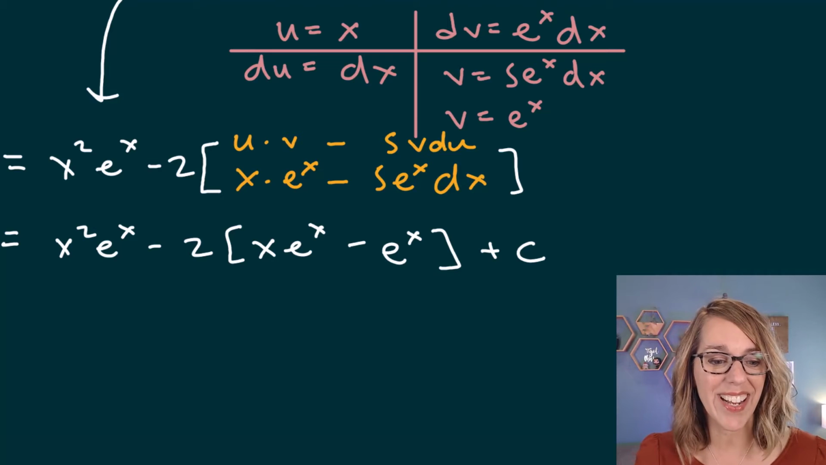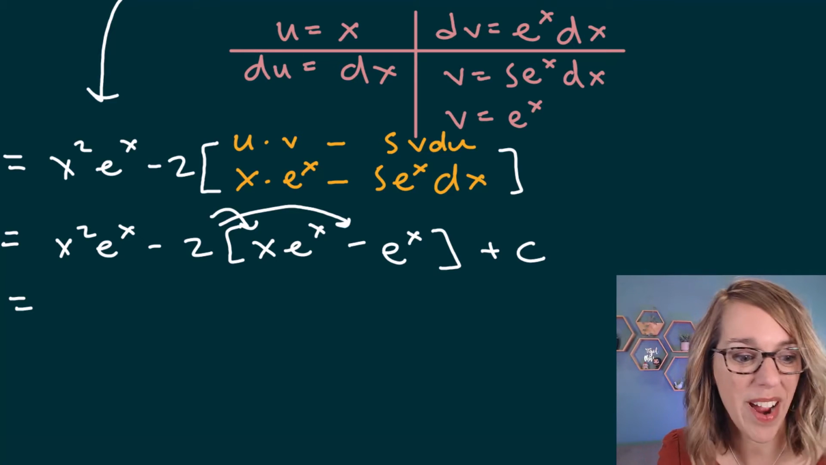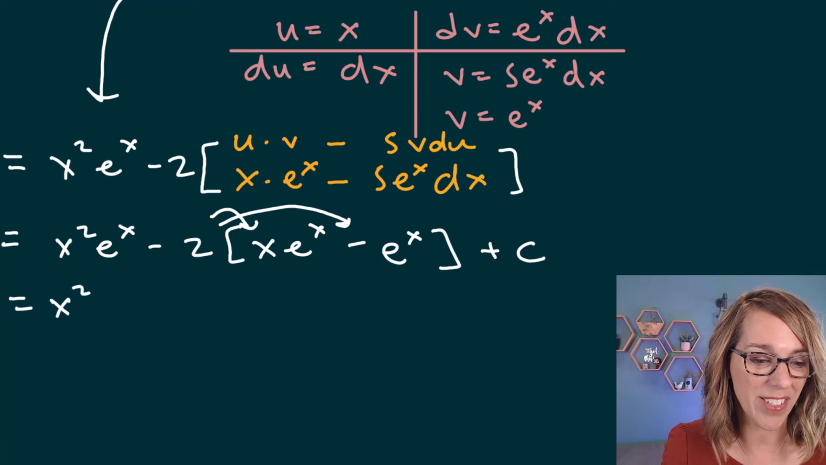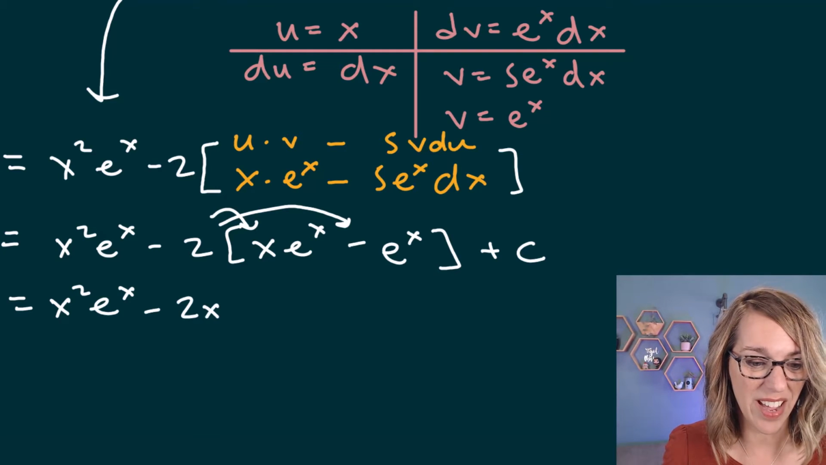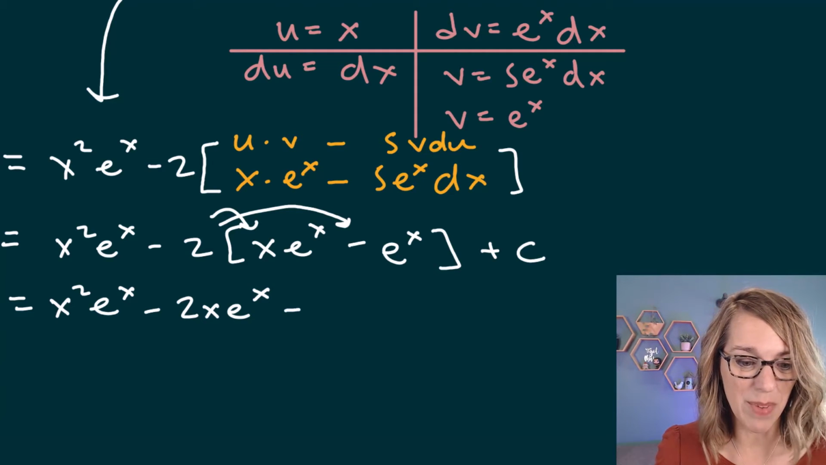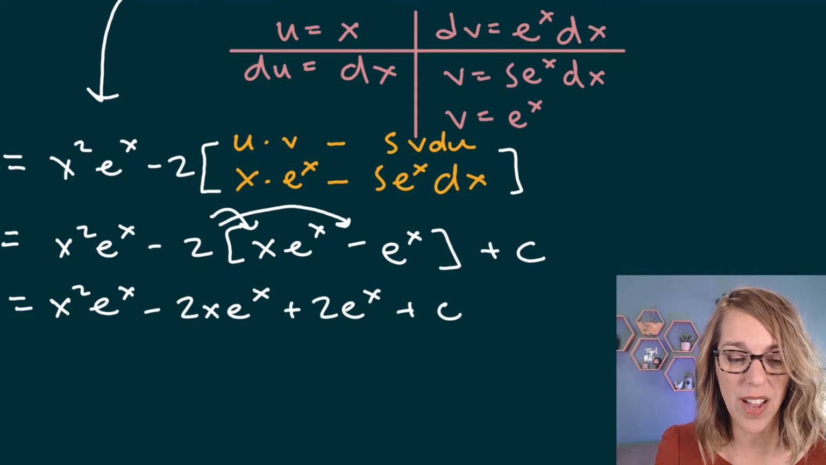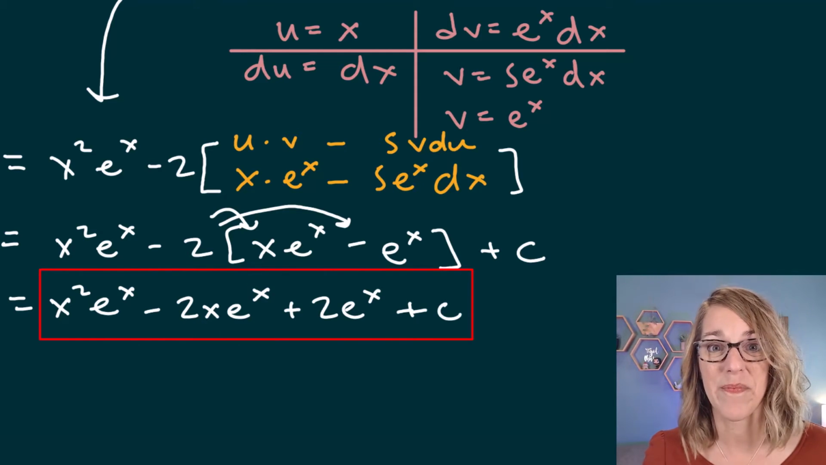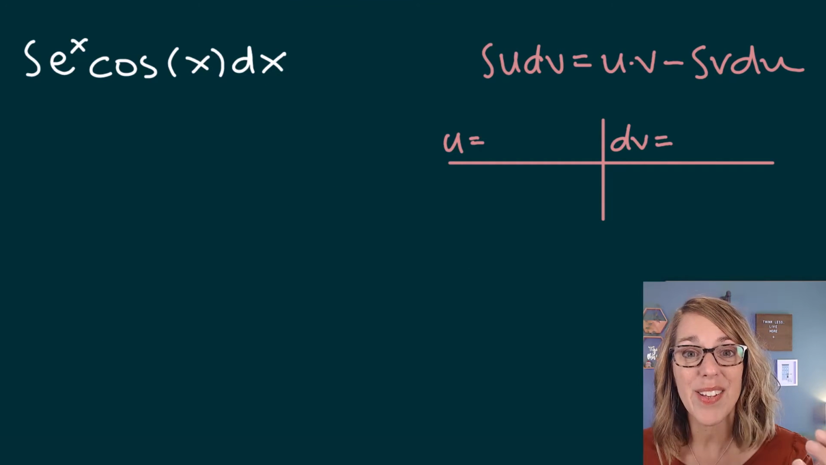Just one little tiny thing that I can do to finish this off, and that's to distribute that 2 inside my square brackets. So here comes my answer, x squared e to the x minus 2 times x e to the x, 2x e to the x. Minus 2 times that negative is going to be a plus 2e to the x, and then of course we've got our plus c.